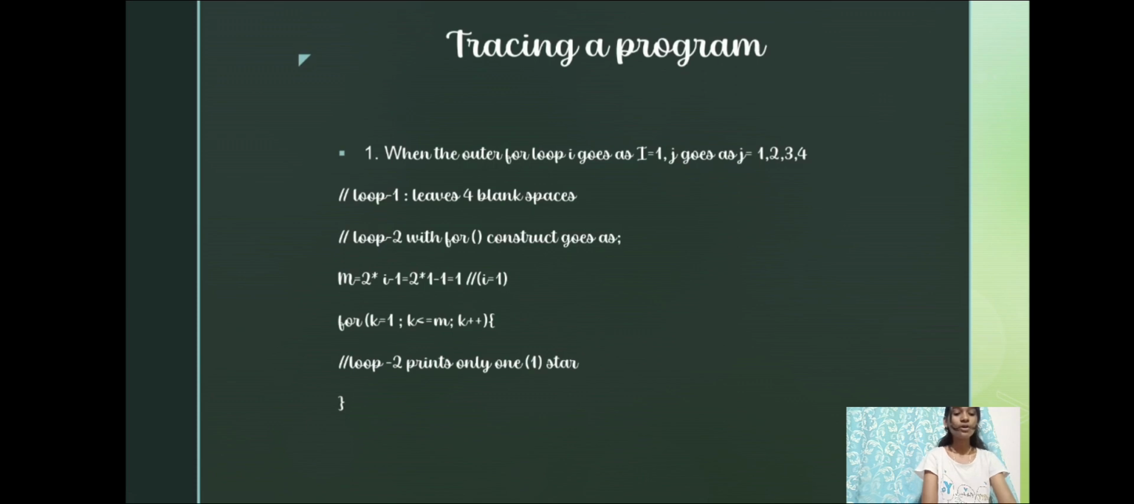Then for k equals 1, k will be less than or equal to m, where k will be increasing, so it will be k plus plus. So loop 2 will print only 1 star.